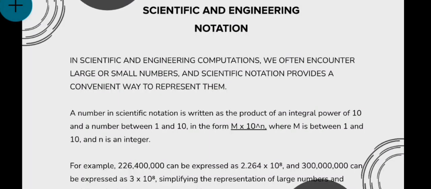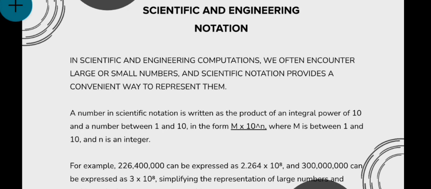The scientific and engineering notation. In scientific and engineering computation, we often encounter large or small numbers, and scientific notation provides a convenient way to represent them. A number in scientific notation is written as the product of an integral power of 10 and a number between 1 and 10, in the form of m times 10 raised to the power of n, where m is between 1 and 10 and n is an integer.